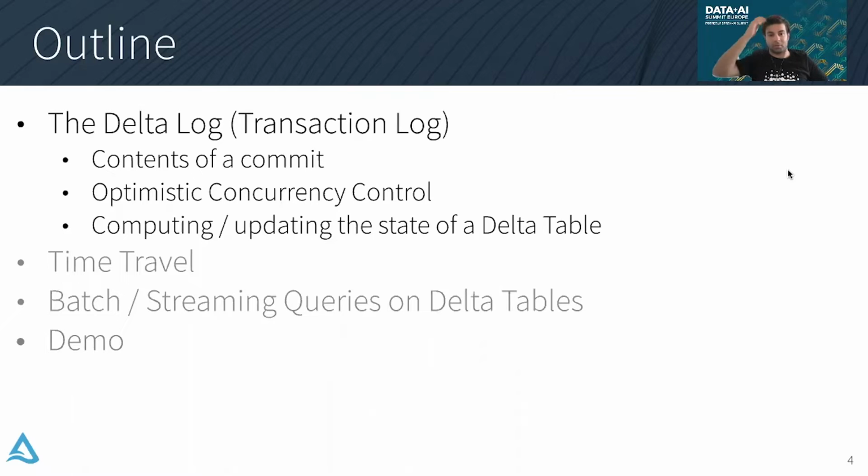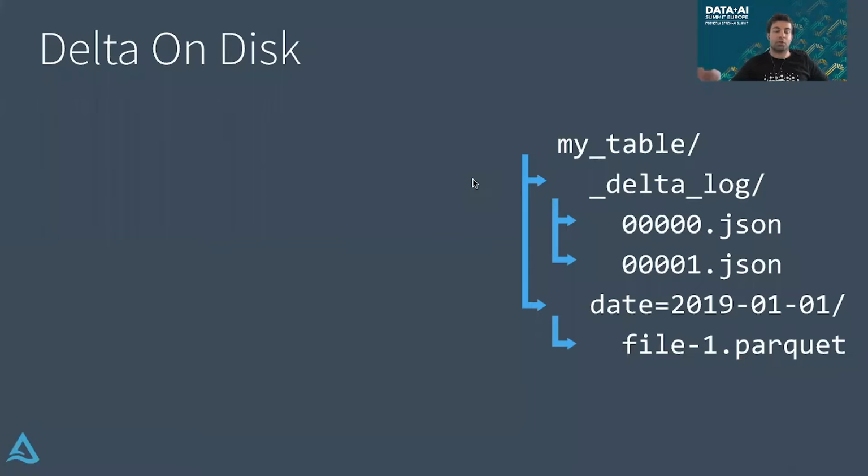So first of all, let's start with the transaction log. Let's see how a Delta table looks on disk. So you have your directory of your table. Under this directory, you'll find your transaction log in this _delta_log directory. Within this directory, you're going to find table versions. So small JSON files that actually contain the changes that are being made to your Delta table. And these are actually called Delta files.